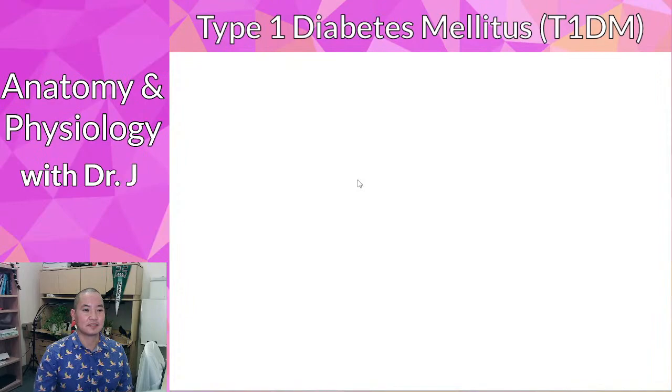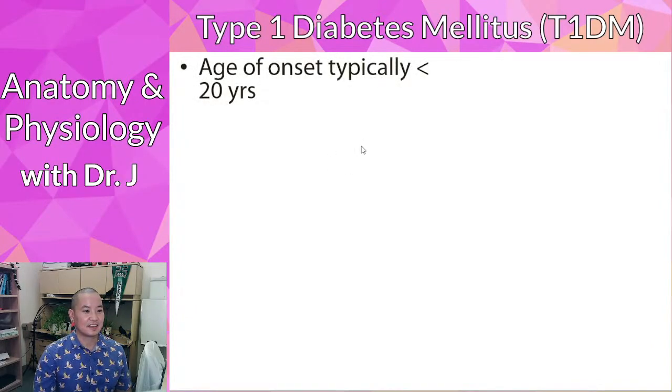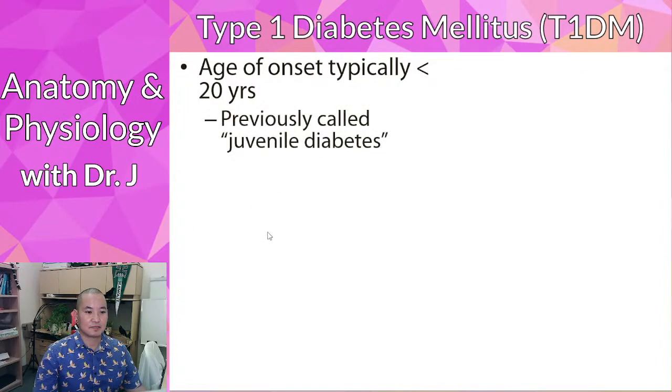All right, so what is type 1 diabetes mellitus? Why was it called juvenile diabetes previously? Well, typically the average age at which people are diagnosed with type 1 diabetes mellitus or show symptoms is less than 20 years. So they said, okay, this is kind of a young person's disease. That's what they thought before, but it is possible to develop type 1 diabetes mellitus later in life. It's uncommon, but it's still possible. So that's why juvenile diabetes is not really the preferred term.